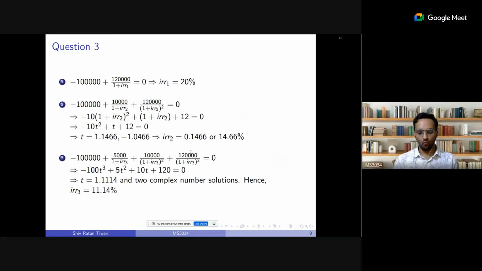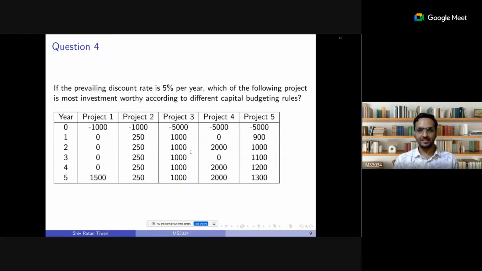Okay. So now we have got a hold of the internal rate of return. Next, let's take an example of incorporating all four budgeting rules. Let's suppose the prevailing discount rate is 5% per year, and these are five projects under consideration. According to the different rules, which project will you choose out of these five? The condition is you can only select one.